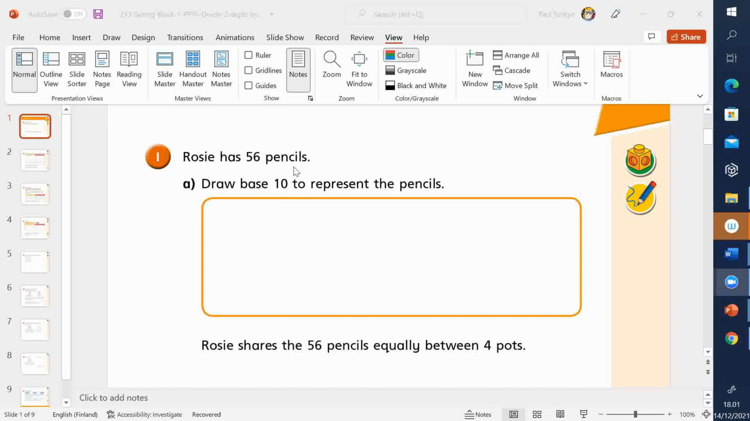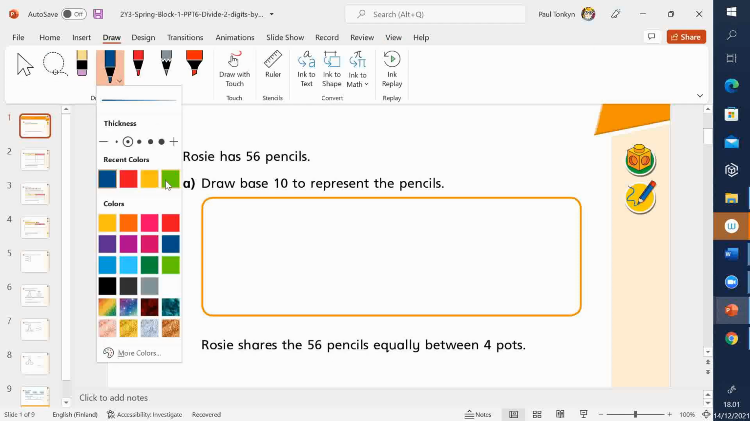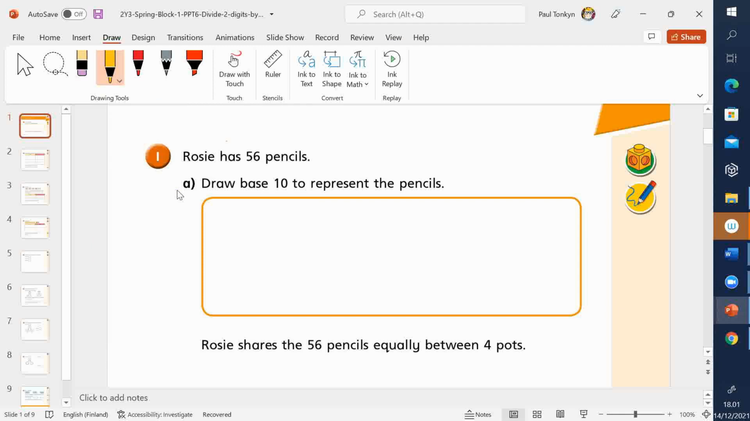Rosie has 56 pencils. Draw base 10 to represent the pencils. That means I've got to use, if you remember, these yellow and red cubes. So for the 10s, I need to change this to yellow to represent the 10s. Now, how many 10s are there in 56? 5 10s, right? Okay, so I don't need to draw the individual cubes. That's good enough. If I draw that, I know that I mean 10, yeah?